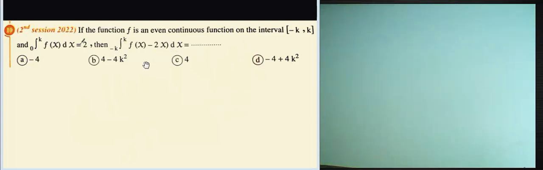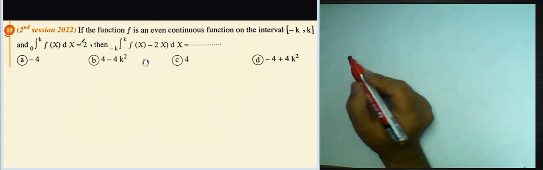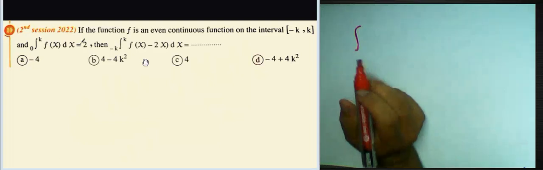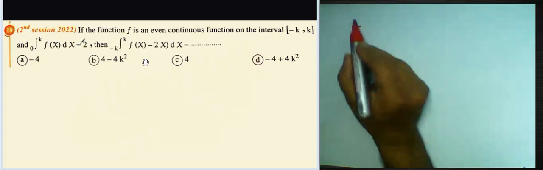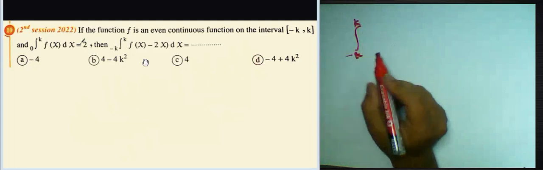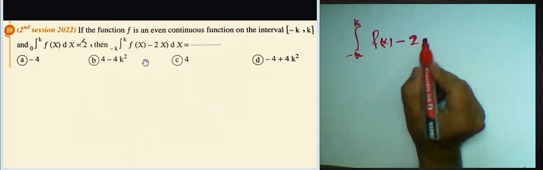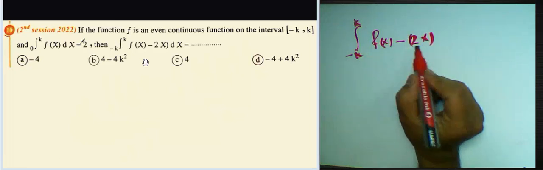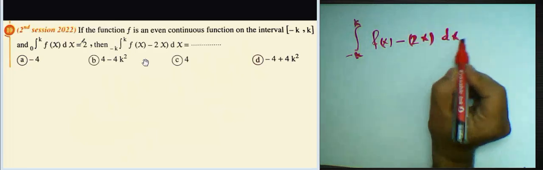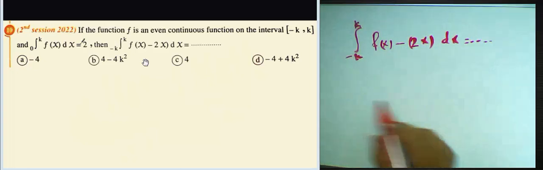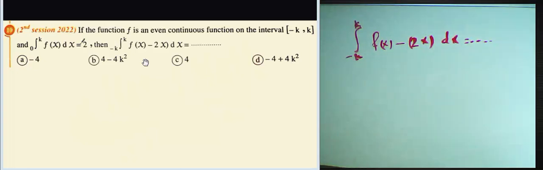We can distribute this function here, but we must know this information. The function is even. Okay, don't forget this information. From -k to k, f of x subtract 2x dx equals... We can distribute the integration about this function here.